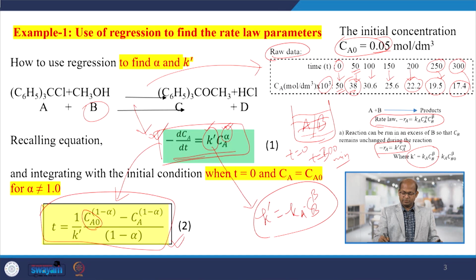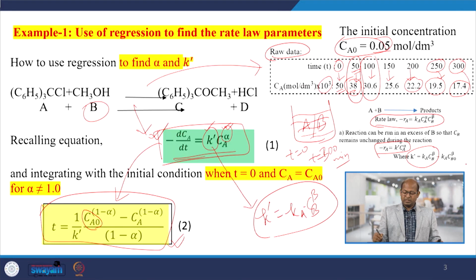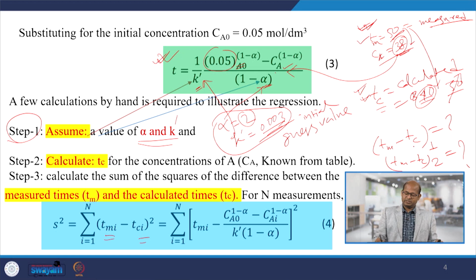Data point 1 means for these points. Similarly, for the second data point also we have to evaluate T_m minus T_c. So, if there are 1, 2, 3, 4, 5, 6 data points, then in total 6 values of T_m minus T_c we have to calculate like this.